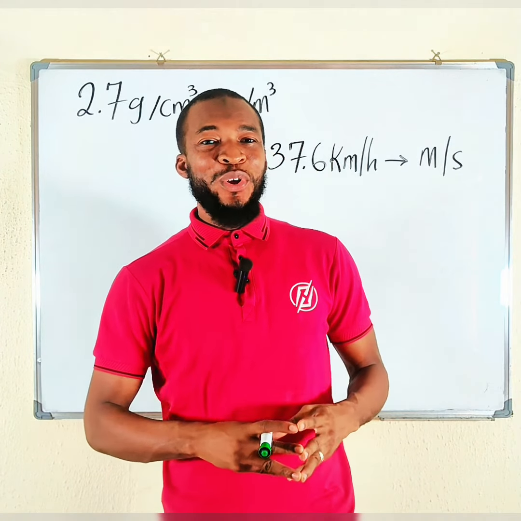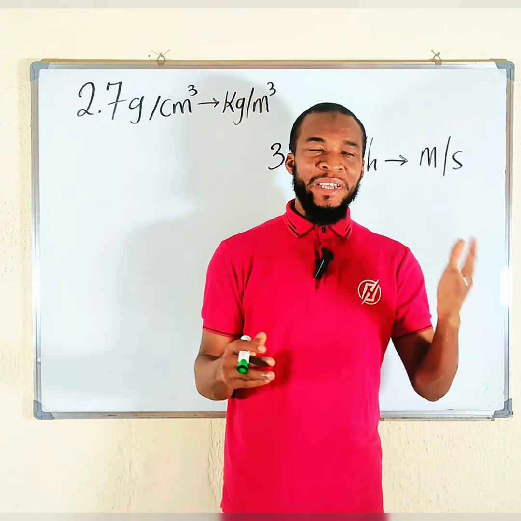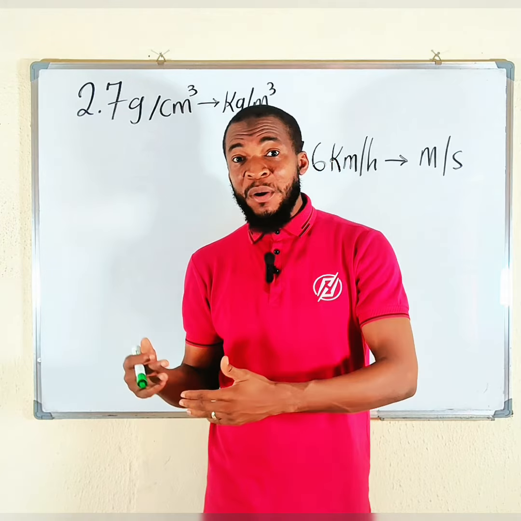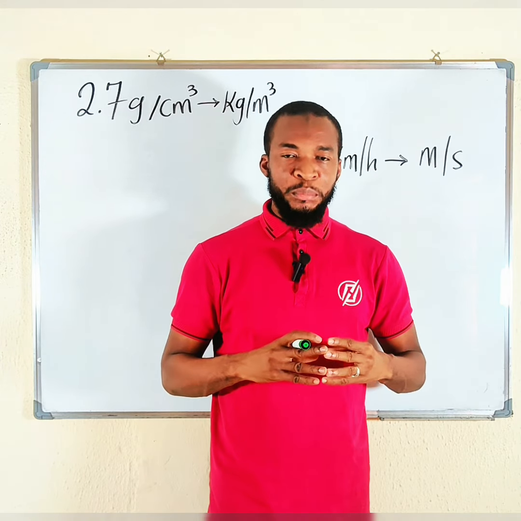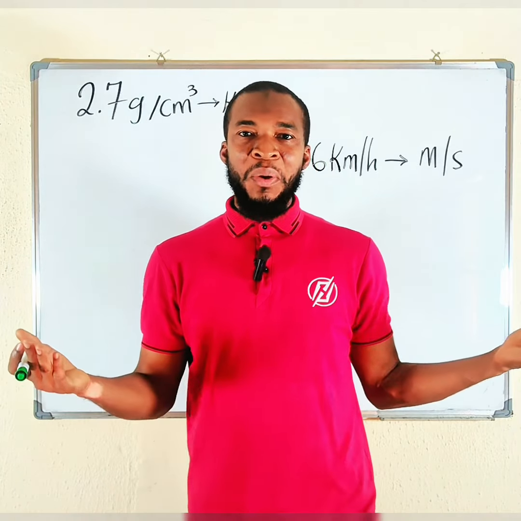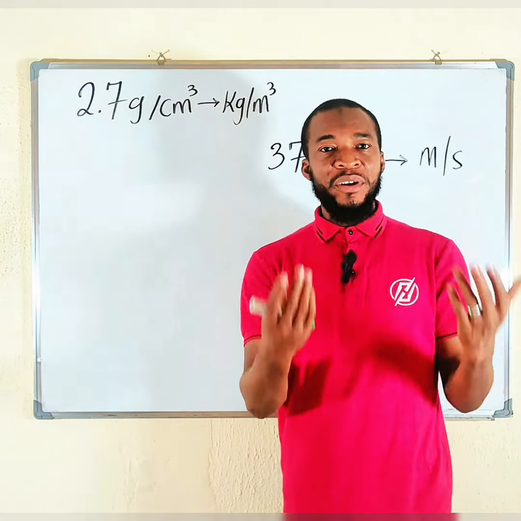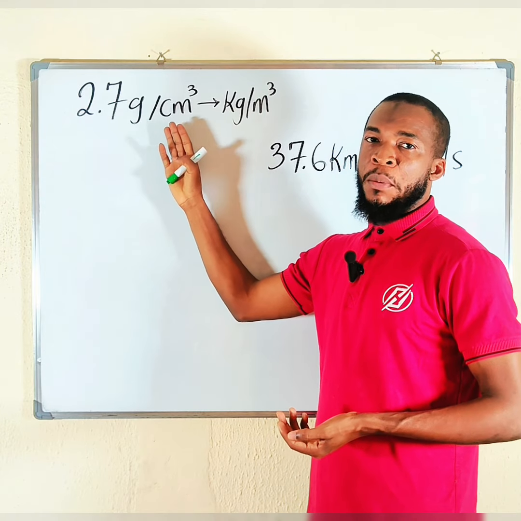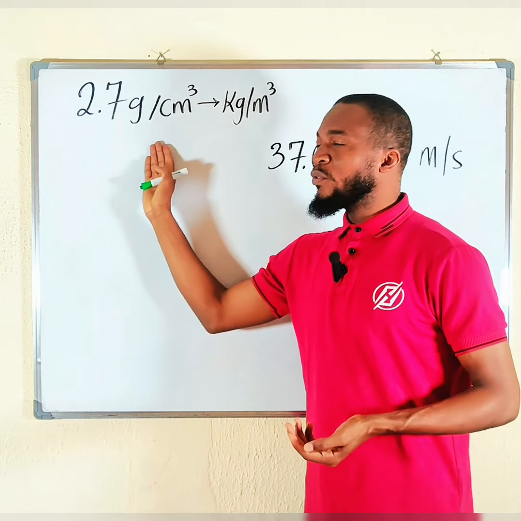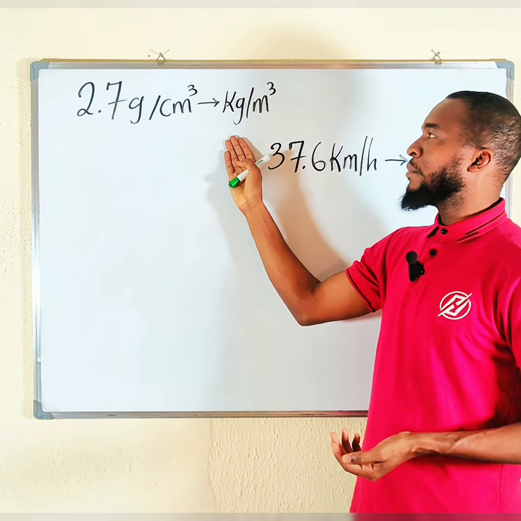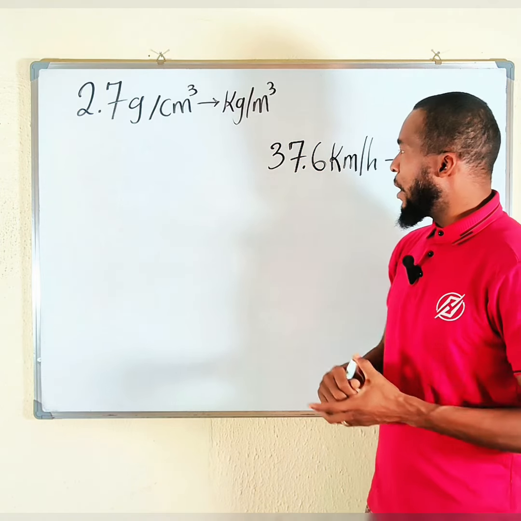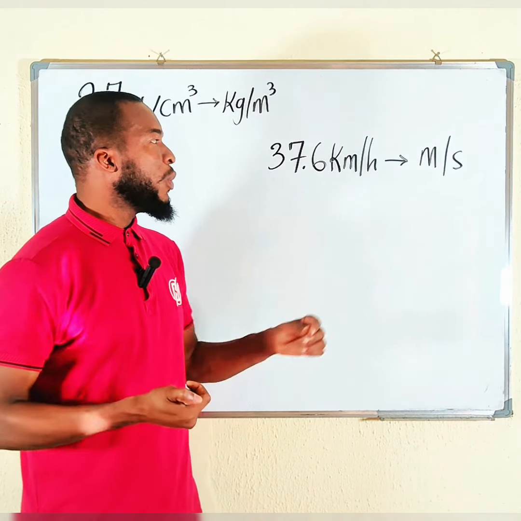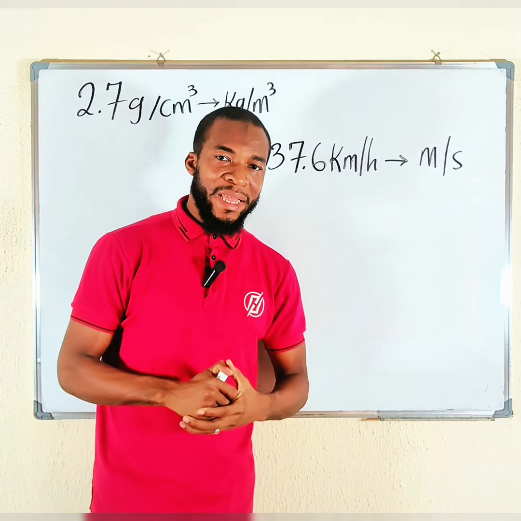Hello everyone. We all know that conversions like from kilometer to meter, gram to kilogram, minute to second or to hour are very simple, provided you know the scale. But what if you have a combination of the two? Like here we have 2.7 gram per cubic centimeter and we are asked to convert it to kilogram per cubic meter. While here we have 37.6 kilometer per hour and we would like to convert it to meter per second.